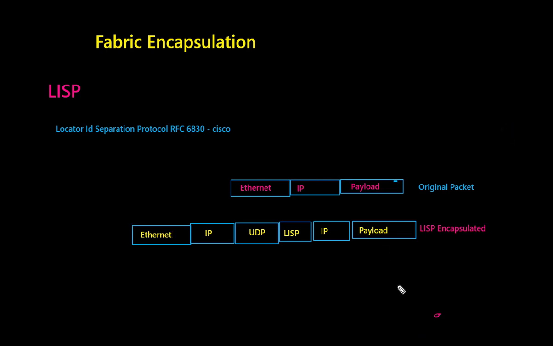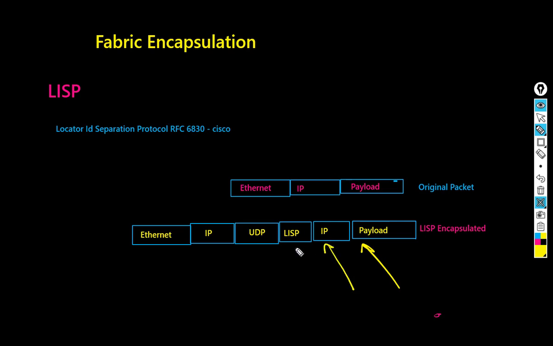So just to demonstrate how it's going to encapsulate: payload followed by the IP header of the original packet, encapsulated in the LISP header, and then in UDP and IP and the outer Ethernet header. So this is how the actual underlying LISP encapsulation works. The final outer Ethernet header is the hop by hop rebuild of the path as in layer 2. Next, we're going to take a look at Virtual Extensible LAN.